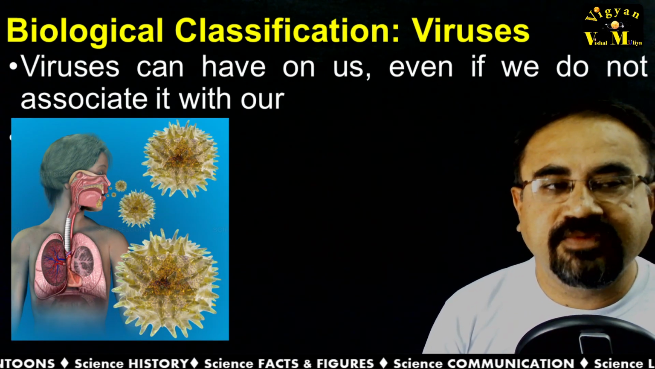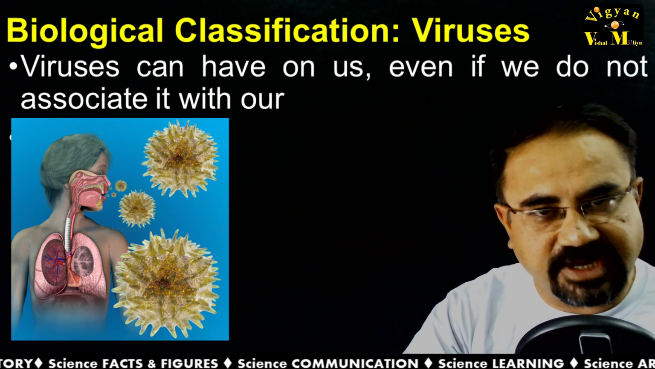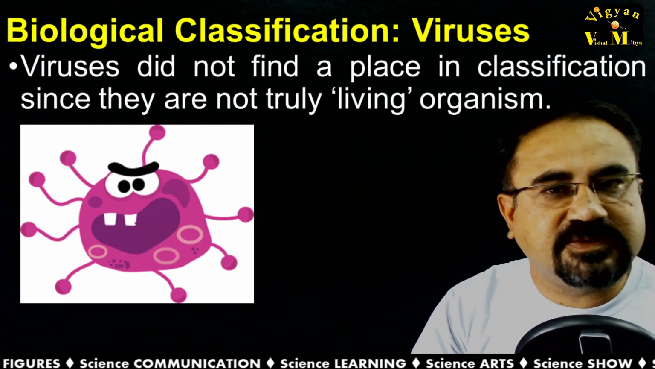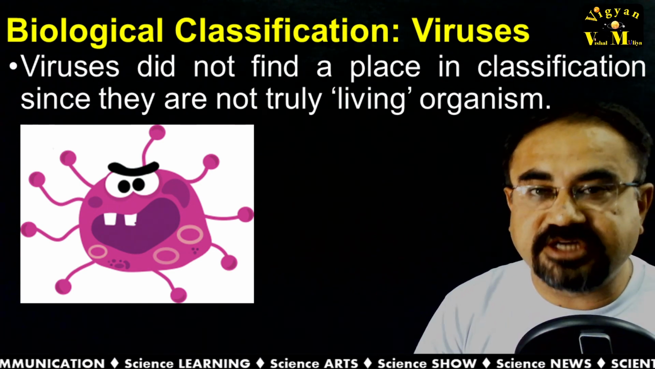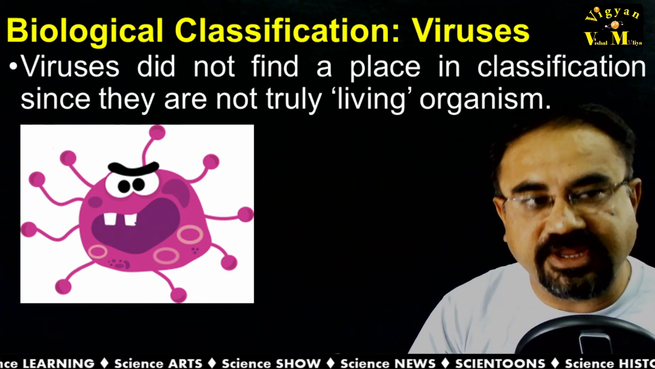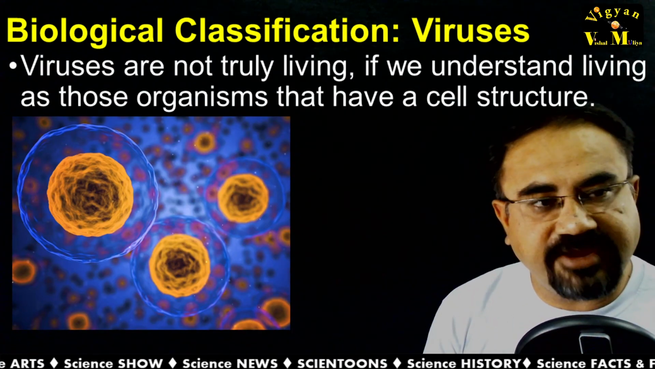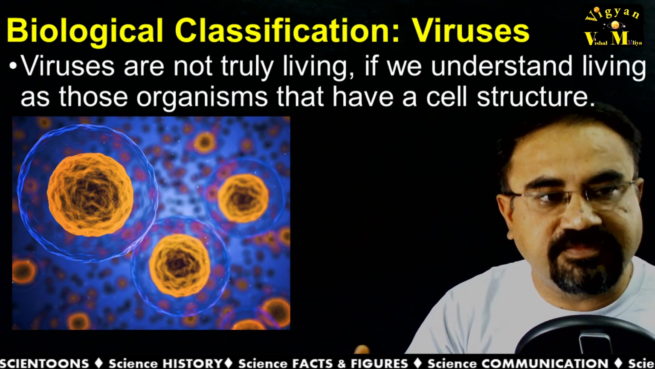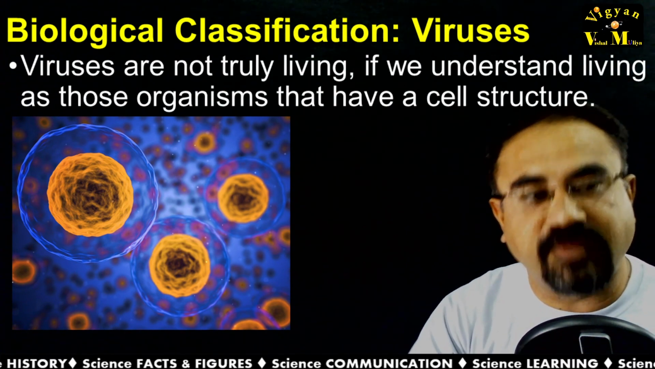Virus can have an effect on us without coming directly in touch with us, and the problem lies with the viruses. They don't have cells, they are not truly living organisms, and that's why it is very difficult to classify them, or they do not find a place in the classification system. If we understand the living organism as the one which has cells, we cannot include virus.